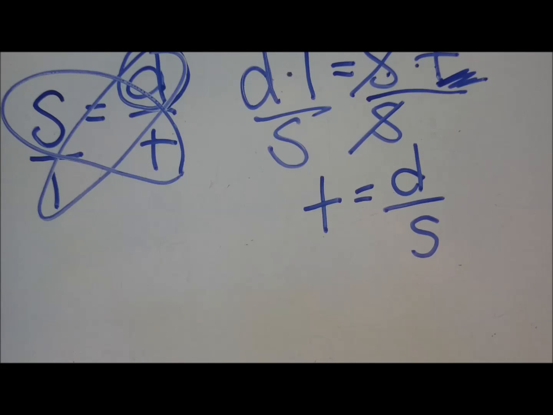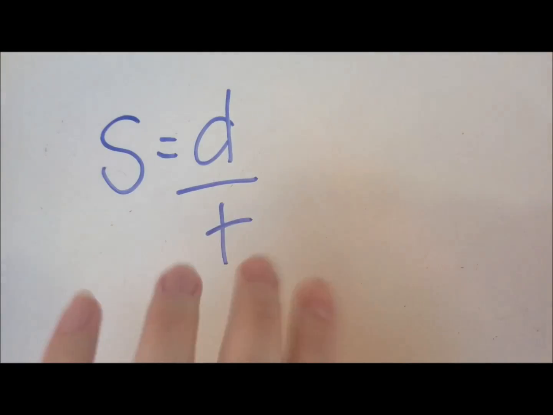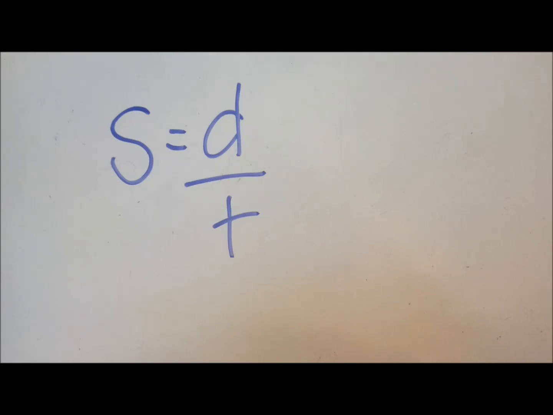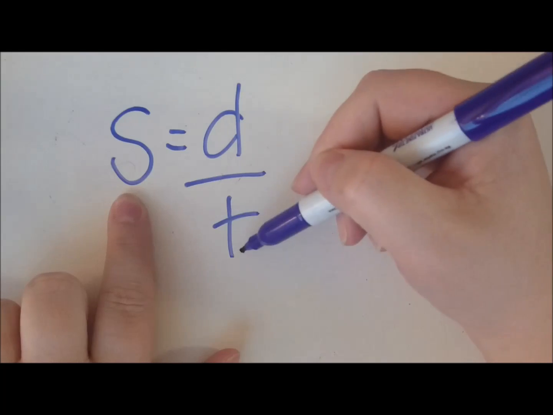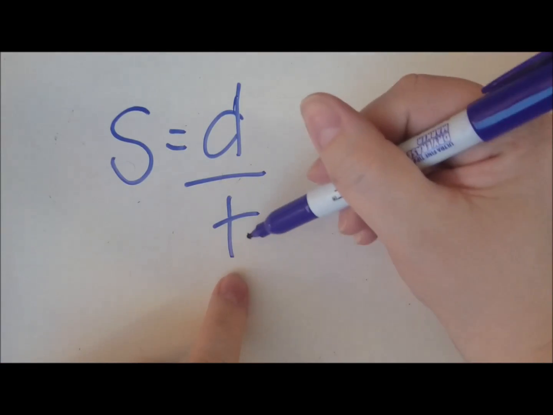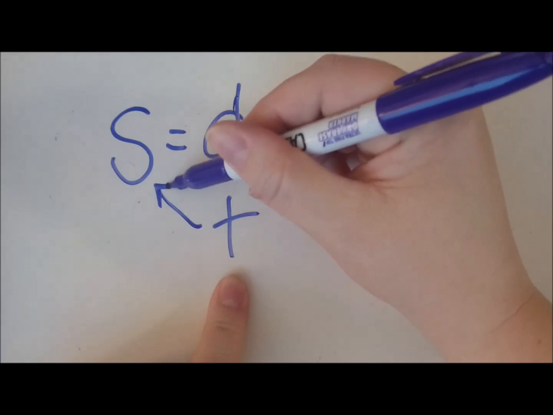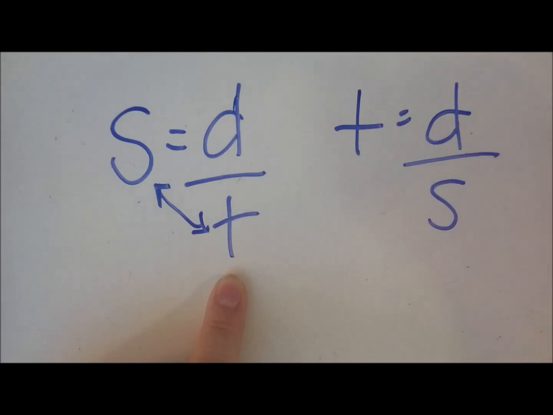So I promised you a shortcut. So here's the shortcut. If you're looking at the equation, and this is going to be true for every single equation we do all year long: speed equals this thing over this thing, okay? So speed is distance over time. Fine. If you want to solve for the bottom one, these two are going to switch places. Time equals distance over speed.